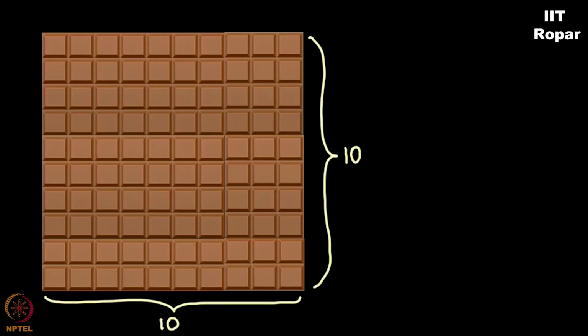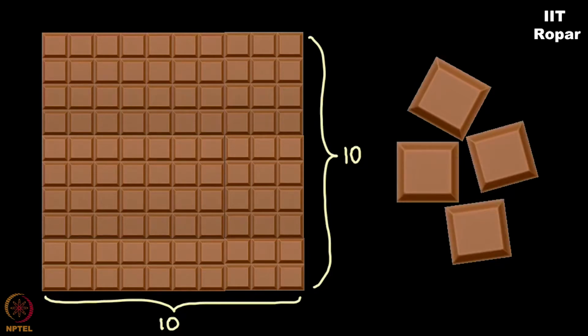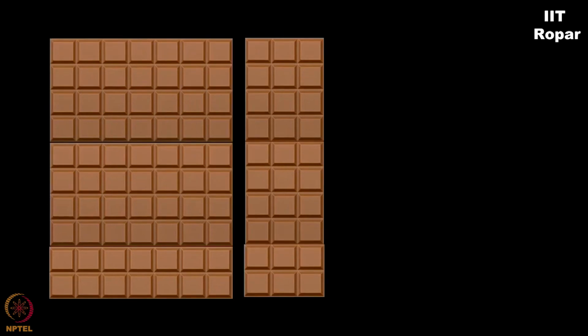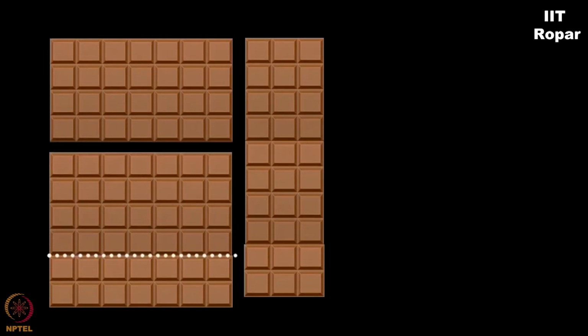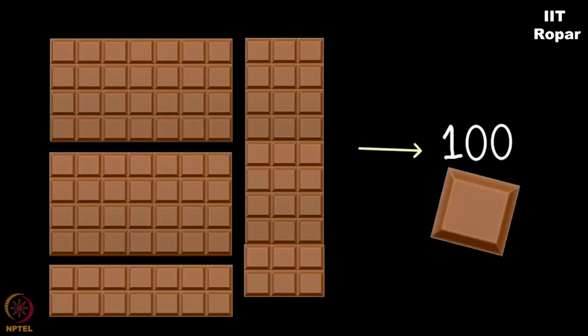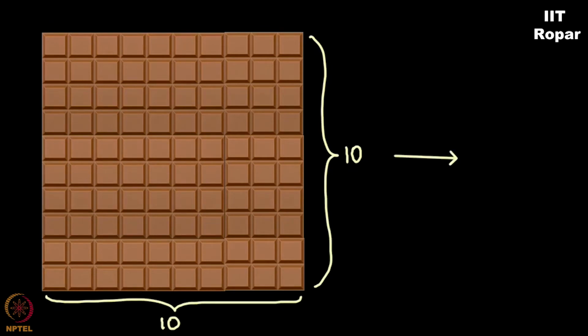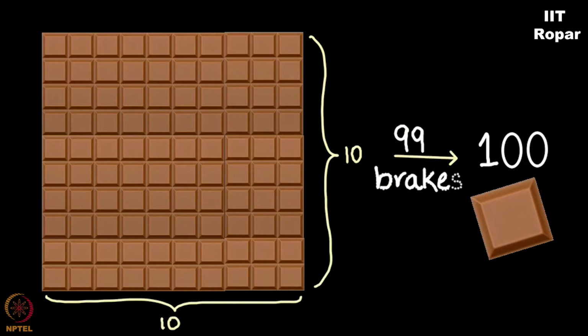Now, I want you to slice this up so that you collect the individual chocolates like this. How will you do it? You can simply keep breaking them at different places, and then finally you will end up having individual chocolate pieces. Now, I say, given this chocolate bar with 10 cross 10 chocolates, which is 100 chocolates, with 99 breaks, you will be able to get all the 100 pieces like this.